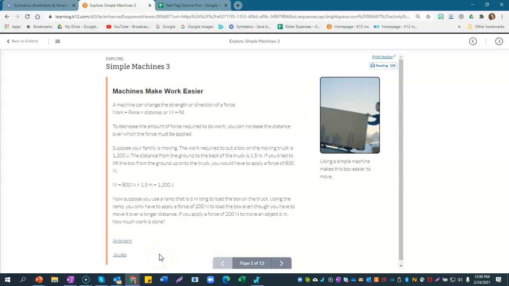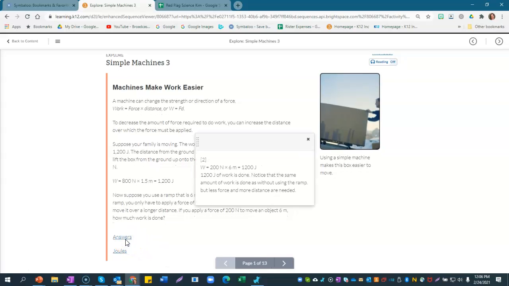on the truck. Using the ramp, you only have to apply a force of 200 newtons to load the box, even though you have to move it over a longer distance. So if you apply a force of 200 newtons to move an object 6 meters, how much work is done? So if we look, 200 times 6, it's still 1,200 joules. So it's the same amount of work that's done without using the ramp, but less force and more distance are needed.